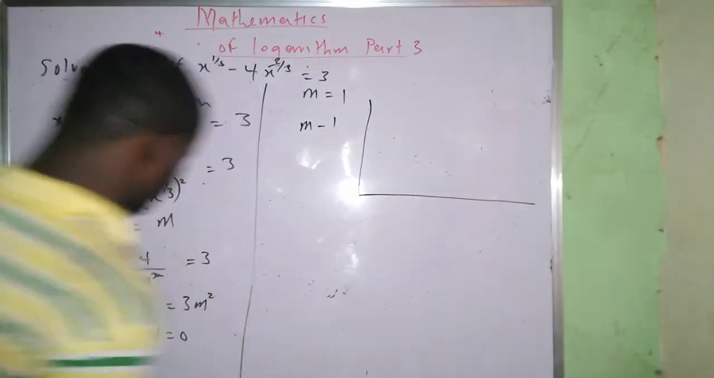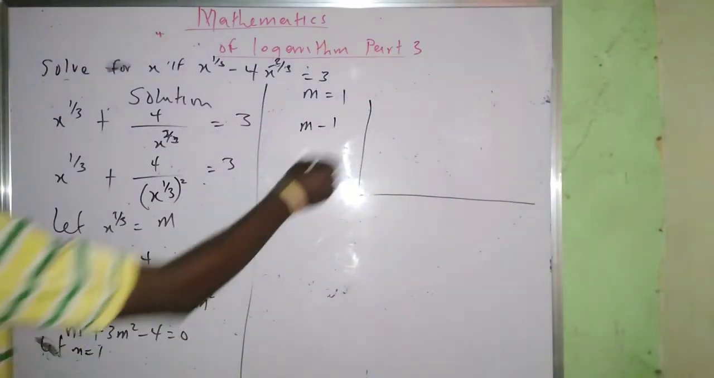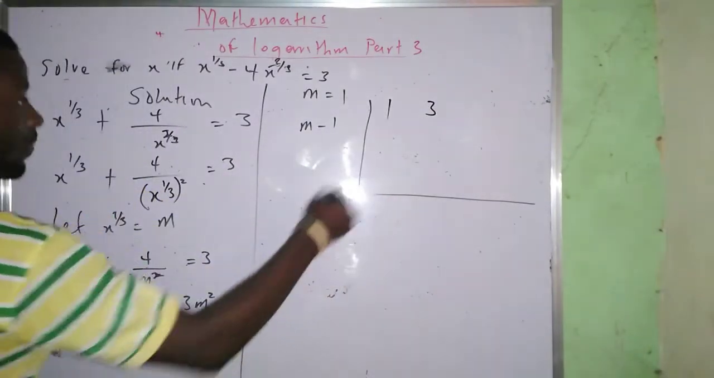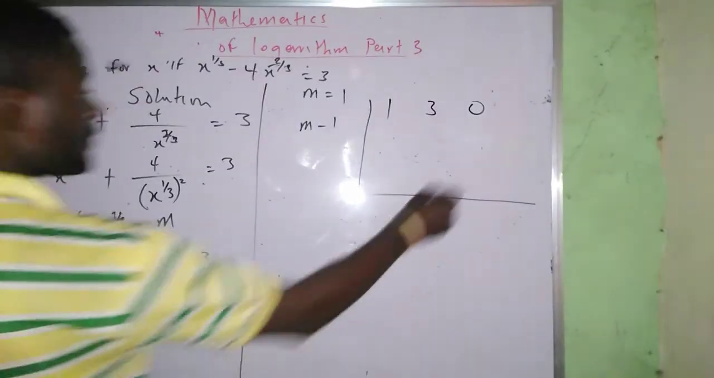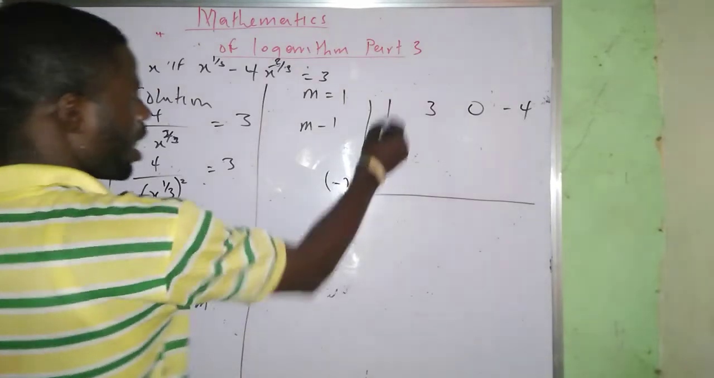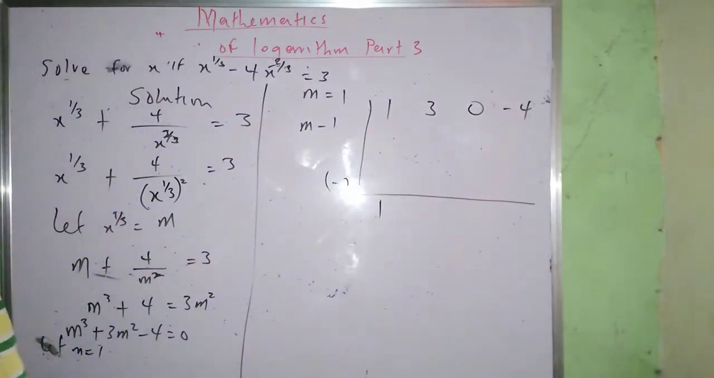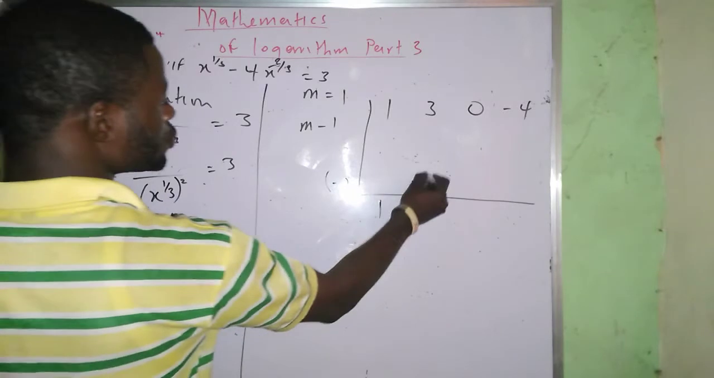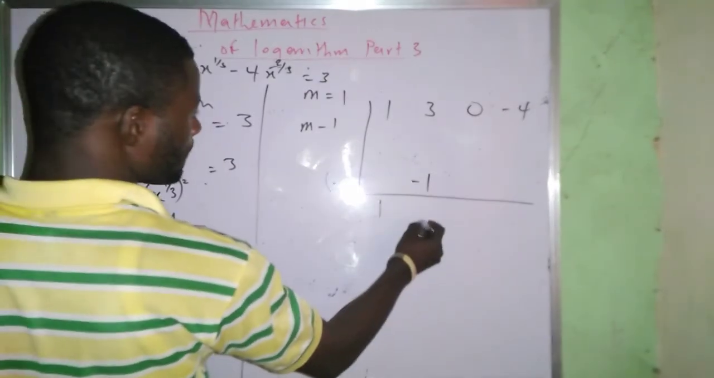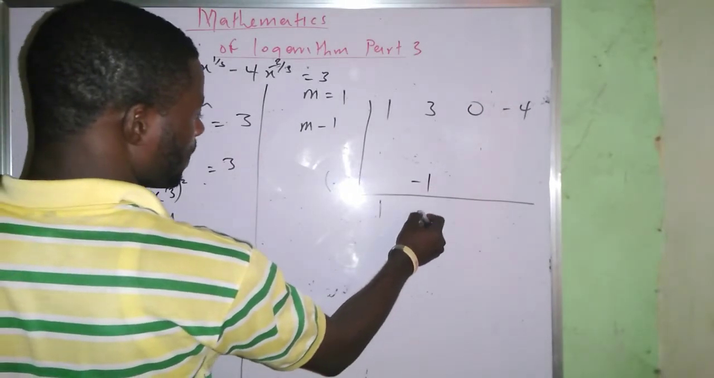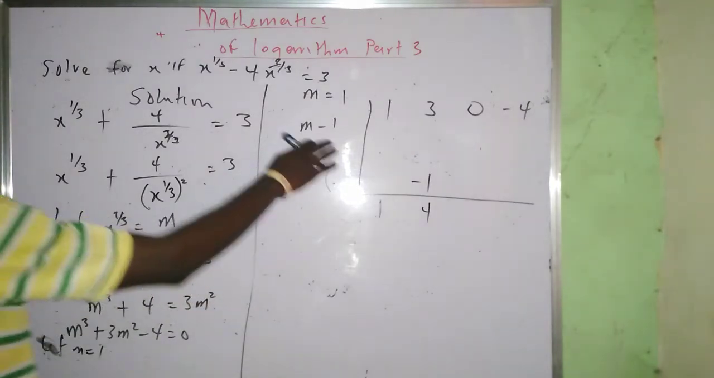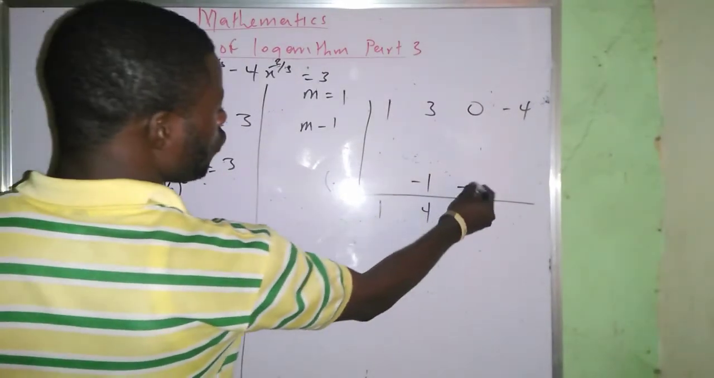Synthetic method. I'm running towards the synthetic method. I don't have time. Now, I'll be having 1, 3, 0, minus 4. Now, I'll bring down 1. And 1 times this will be minus 1. Now, I'll be having this minus, it will be 4. Now, I'll be having this minus this, it will be minus 4.